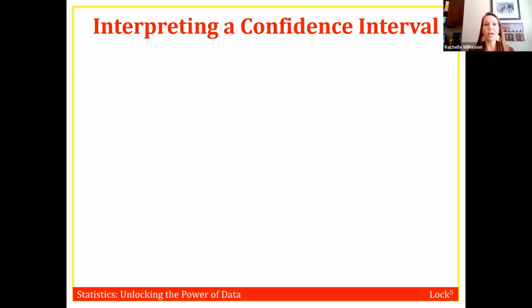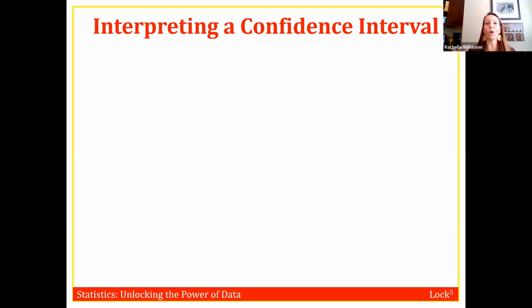Just like when we were interpreting the slope, I gave you a pattern to follow to write your interpretation of the slope. Now I'm going to do the same thing for the confidence interval, and give you a little pattern that you can follow to write your interpretation of the confidence interval. I recommend that you use this pattern until you feel really confident in your ability to interpret confidence intervals.